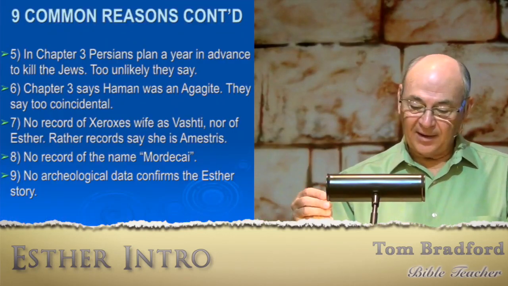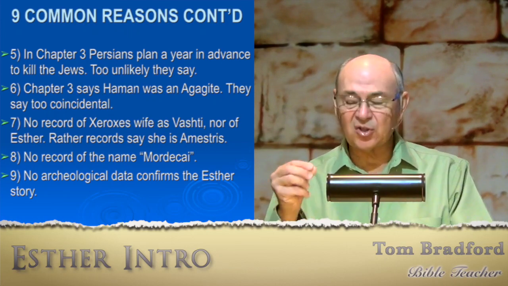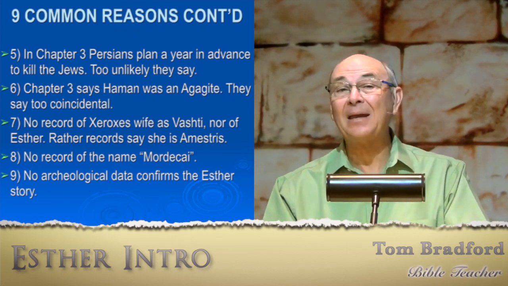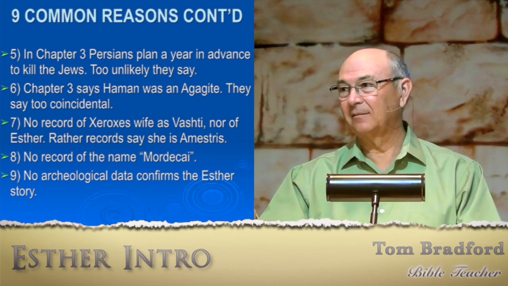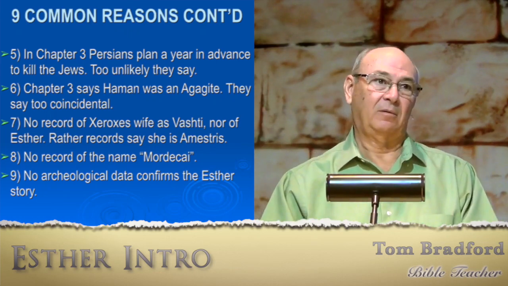8th, scholars claim that although Xerxes is certainly a historically identifiable name for a king in that period in Persia, the name Mordecai is nowhere else known in Persian records. Therefore, it's just a made-up name. However, that's a disingenuous claim, because in Persian and Babylonian, his name is not Mordecai, it's Marduka. And indeed, in Persian and Babylonian records, the name Marduka, a Babylonian name, is found.